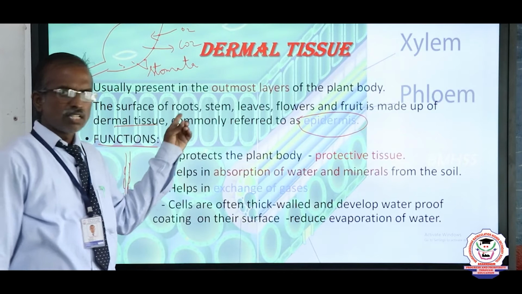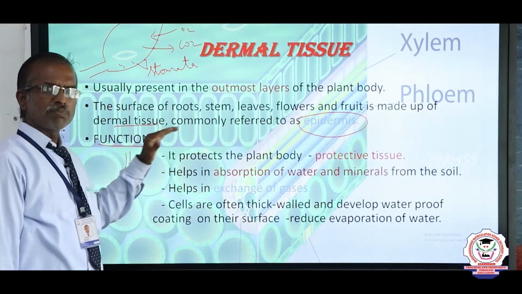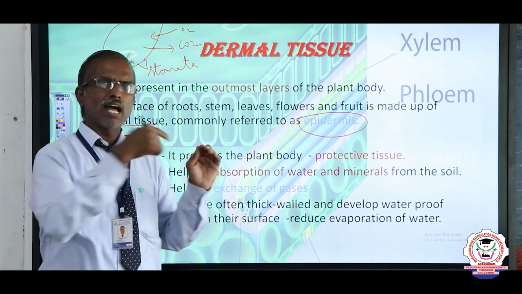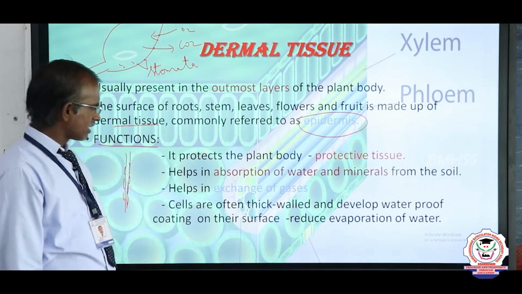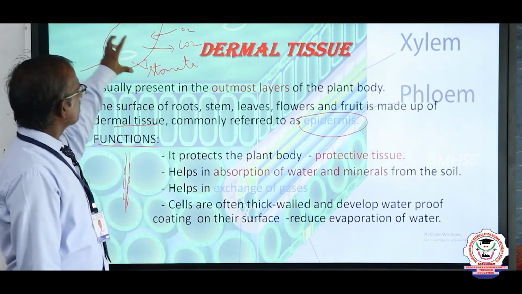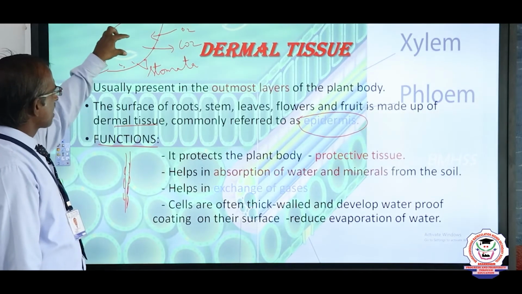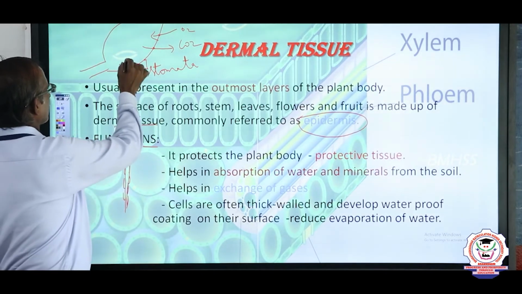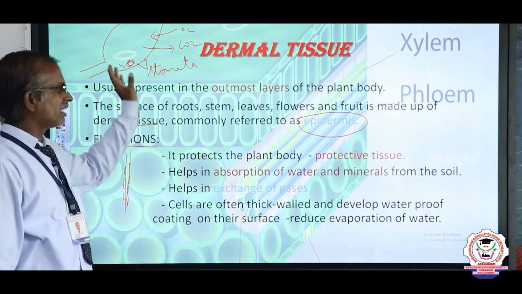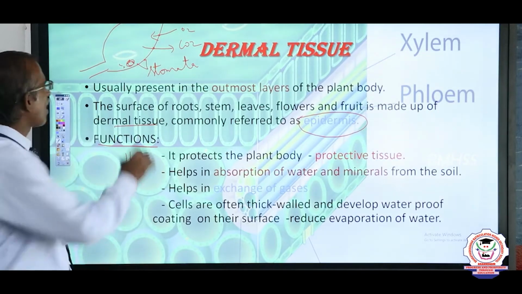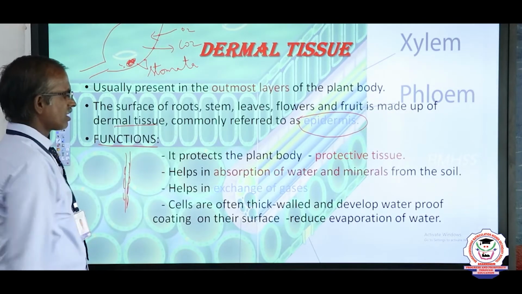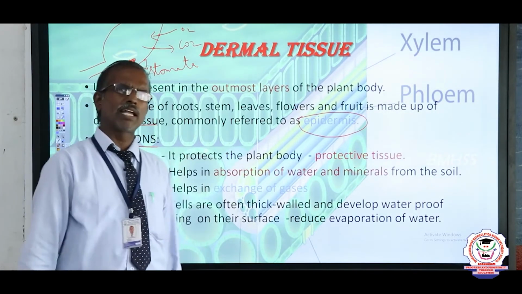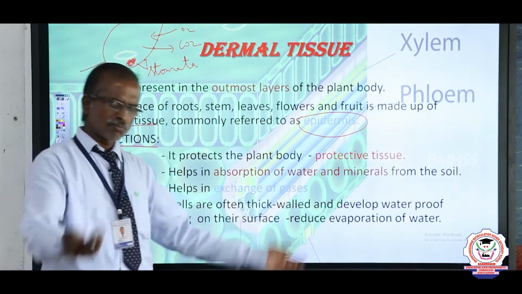These tissues present on the leaf surface enable the exchange of gases between the atmosphere and the plant through the stomata. Next, dermal cells, the dermal tissues, often have a thick wall and develop waterproof structures, a waterproof coating on the surface of the leaves, which helps to prevent or reduce transpiration, the evaporation of water.